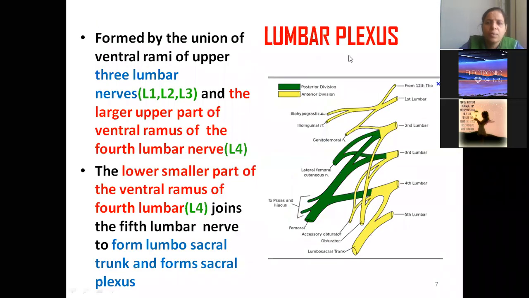Now see this lumbar plexus. It is formed by the union of the ventral rami of the upper three lumbar nerves, that is L1, L2 and L3. Then the larger upper part of the ventral ramus of the fourth lumbar nerve is joining the fifth lumbar nerve. Overall, the whole lumbar plexus is formed by the contribution of L1 to L5. Sometimes S1 is also joining here. You call it the lumbosacral trunk.